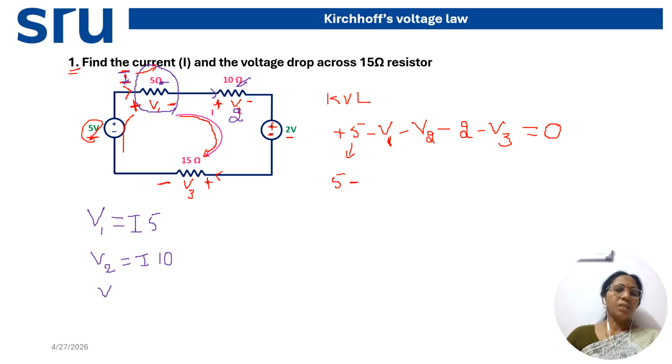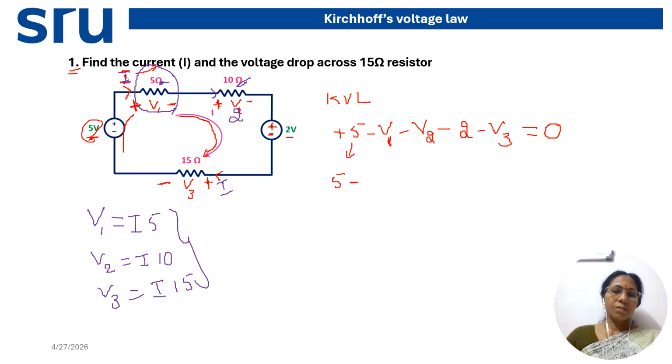Then similarly, how can I write V3? V3 is the same current because it is a single loop. Okay, there is no different current. So common current flows throughout the circuit. So here also the current is capital I, and V3 is I into 15. Okay, now substitute these values here.